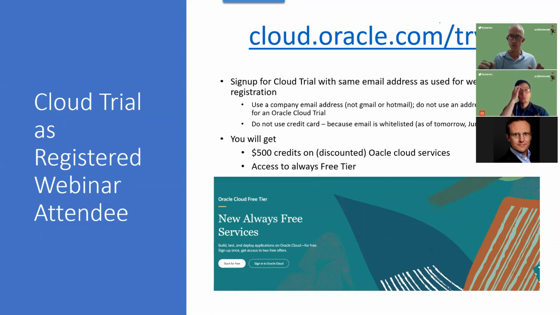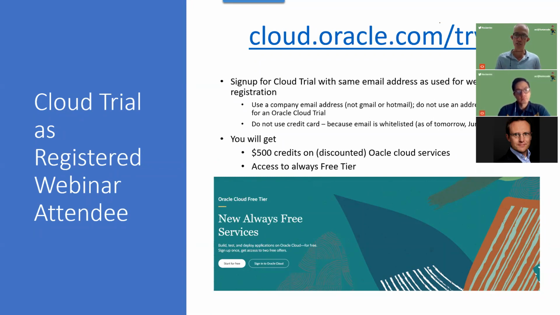I will show you a little bit more about that scenario in a moment. In order to get access to your own cloud tenancy, if you do not already have access, go to the link shown on this slide and sign up for a cloud trial. If you sign up using the same email address as you used for registration for this webinar series, you should be whitelisted to get a cloud trial without having to provide credit card details. You also get $500 worth of credits instead of the normal 300.